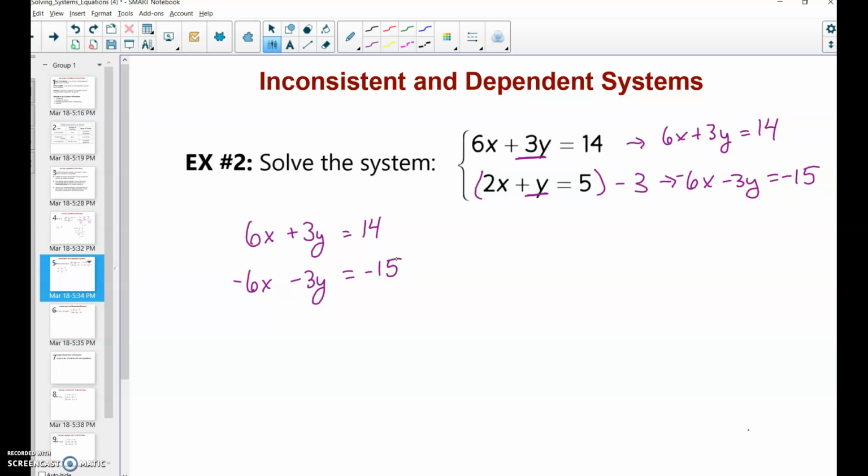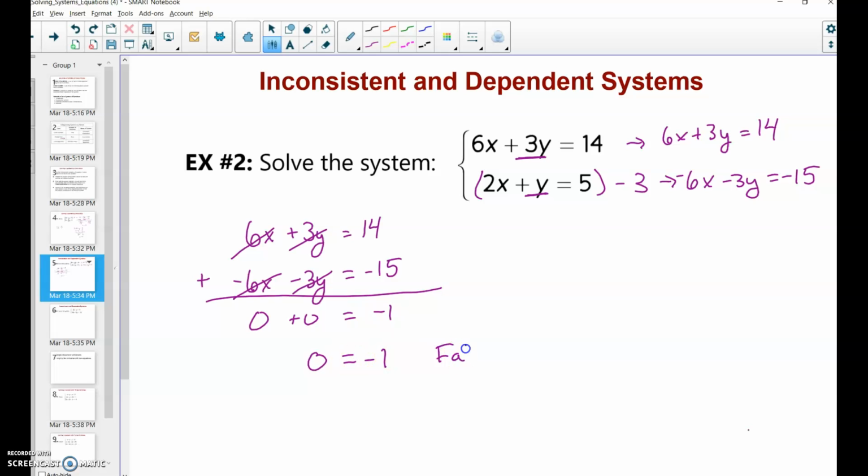Alright, so now that I have the y values opposite, which is what I was trying to get in the beginning, I'm going to go ahead and add them together. Notice that when I add them together, my x values will cancel out, and my y values cancel out. 14 plus -15 gives you a -1. So this simplifies to 0 equals -1.